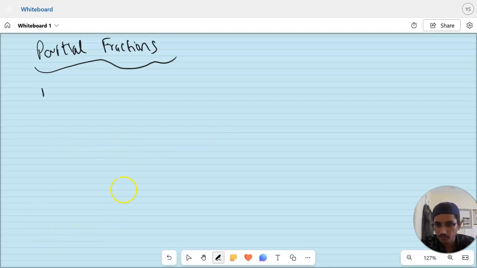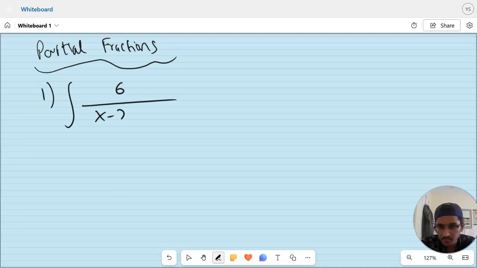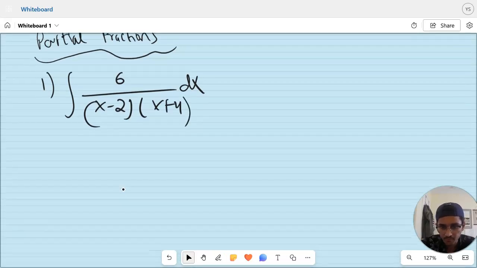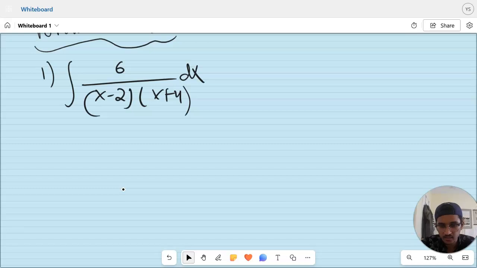Okay, so let's say we were told to find the integral of 6 over (x minus 2)(x plus 4) dx. As you can see, it gets difficult to solve this, and we need another method, and partial fractions has come to the rescue. So what do we do? First, we have to divide this into two fractions.